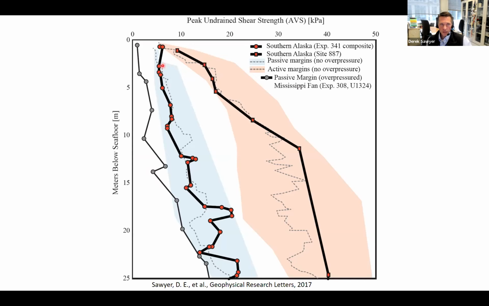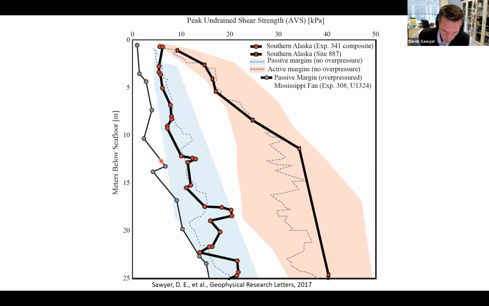The Surveyor Fan sediments are the ones plotted here that actually fit within a passive margin profile. So they're behaving interestingly like a normally consolidated passive margin profile, even though they're on an active margin. So they should be seismically strengthened, but they're not. And we think this is due to the high sedimentation rates and overpressure that we have in this growing, fast sedimenting fan. The last profile that's here is the Gulf of Mexico.